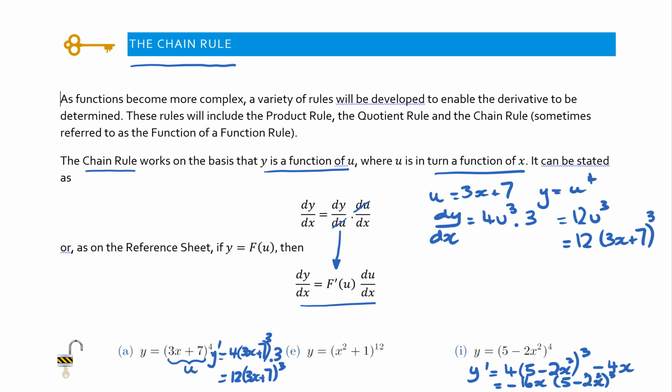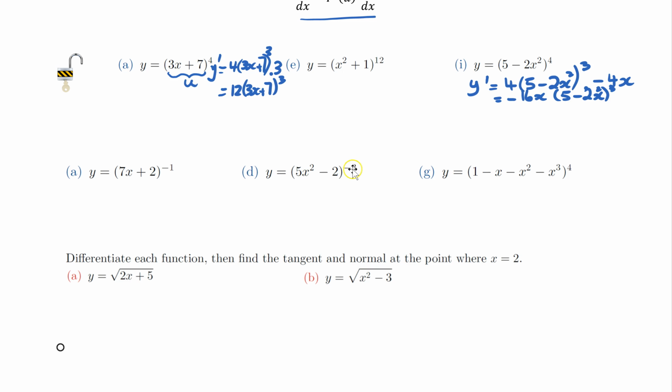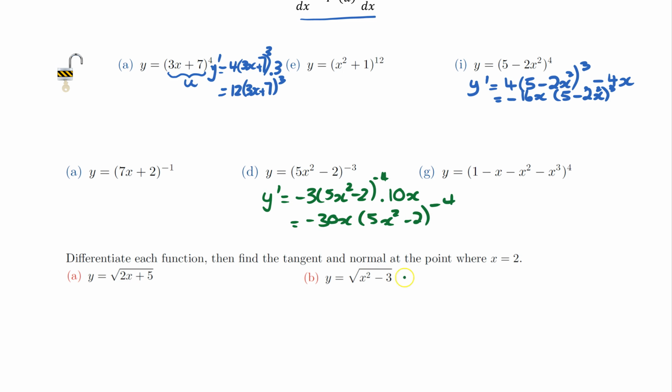Now, the rules work in a similar fashion as we've seen for negative indices and for fractional indices. So if I look at this middle one, this is what y is, so y dashed is minus 3 times the thing in the brackets, now to the minus 4, multiplied by the differential of what's in the brackets, which is 10x. So tidying it up, that's minus 30x times 5x squared minus 2 to the minus 4.